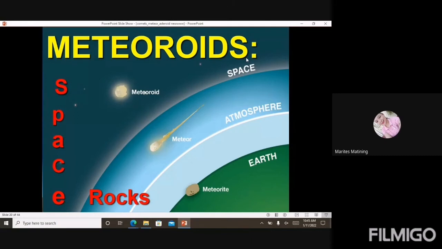So, ano yung pagkakaiba ng meteoroid, meteor, meteorite? So, from the picture, okay, who wants to give the difference between meteor, meteoroid, and meteorite? Okay, yes, Matt.